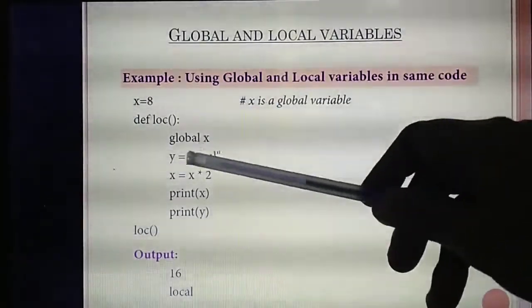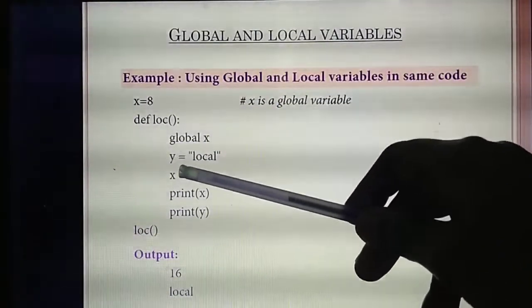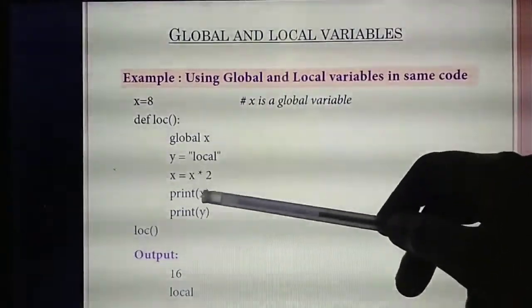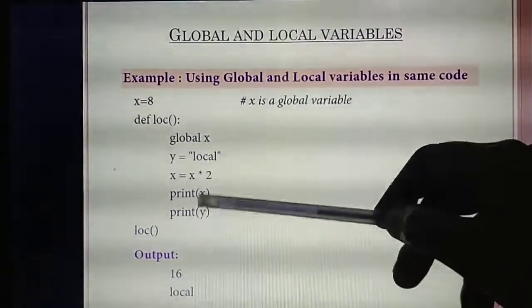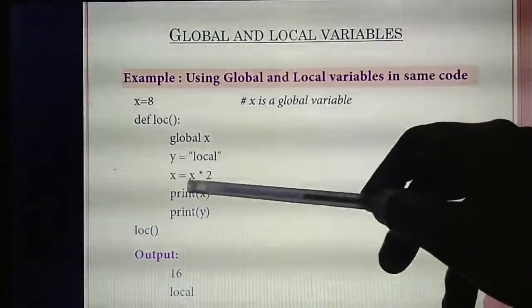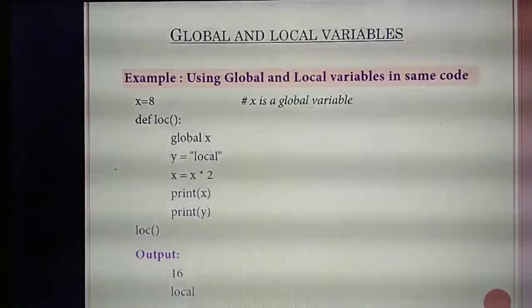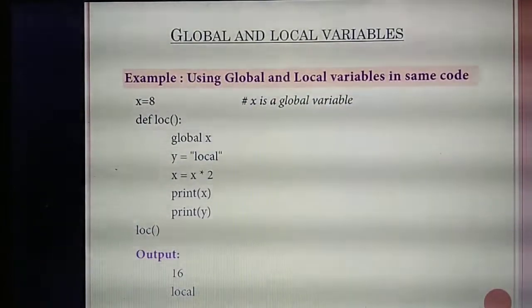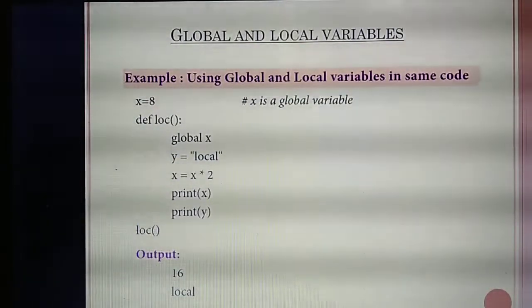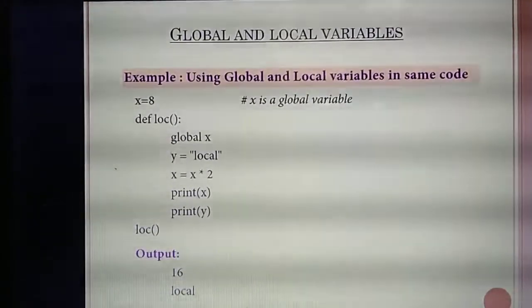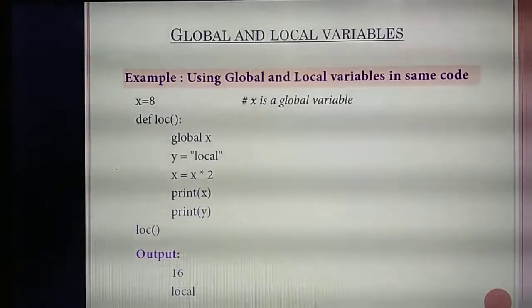Okay. So then again you are defining another variable called y, that is called local variable. Inside the function alone you are using. Now you are printing both values of x and y. So x means the value x into 2, 8 into 2, you will get the output 16. Value of y is local. Understand? Understand the difference between global and local variable? One time read it. One time read it, then only you will never forget.